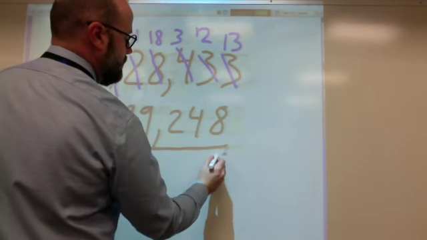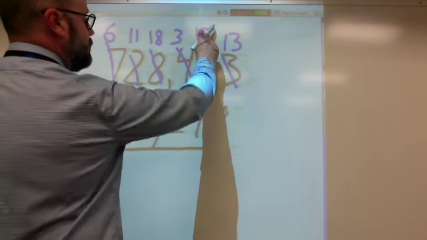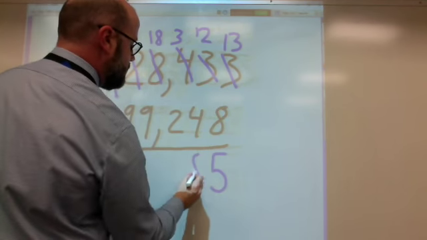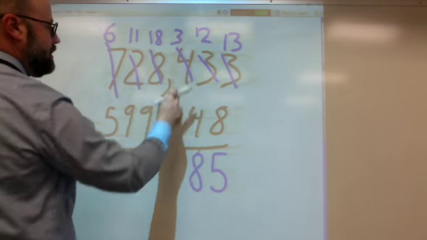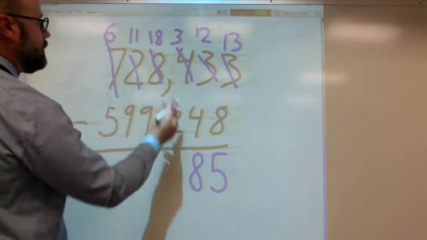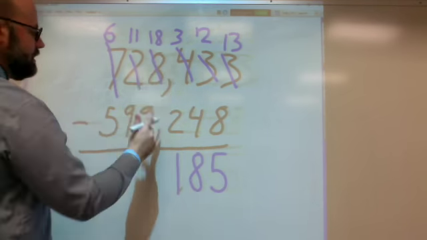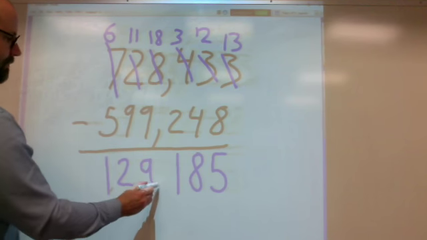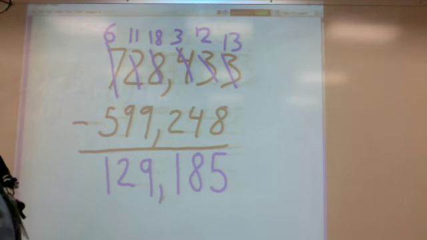13 minus 8 is 5. 12 minus 4 is 8. 3 minus 2 is 1. 18 minus 9 is 9. 11 minus 9 is 2. Oops, I had 9 on the brain there. 2, and 6 minus 5 is 1. 129,185. Cool. I like that.